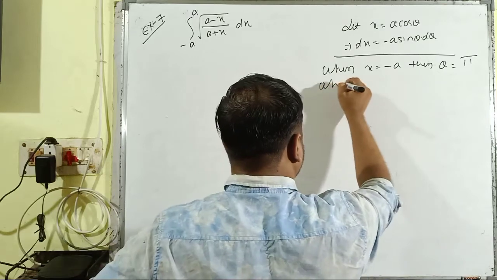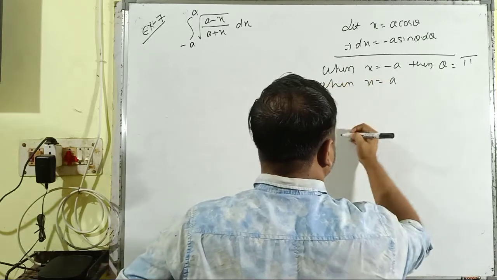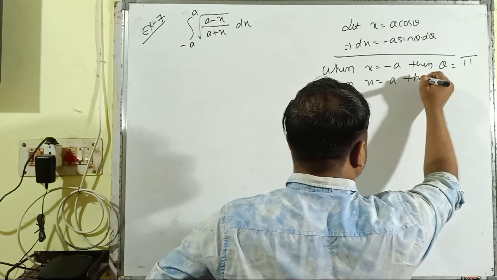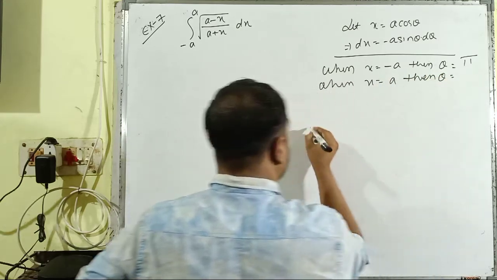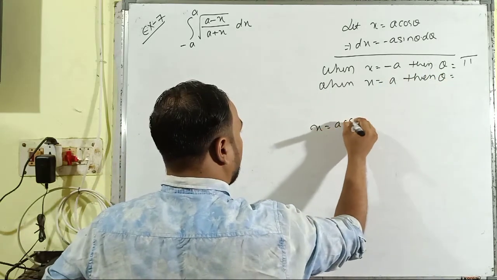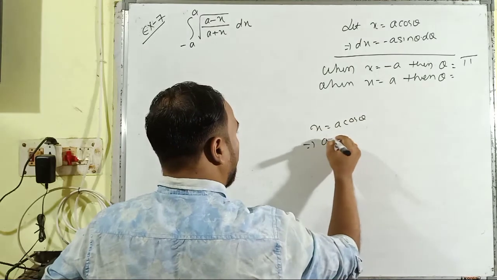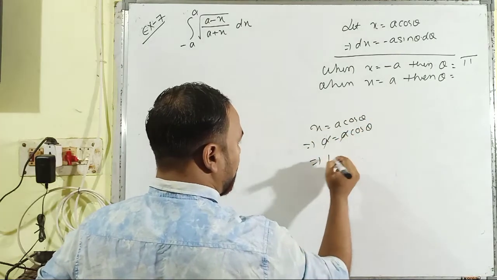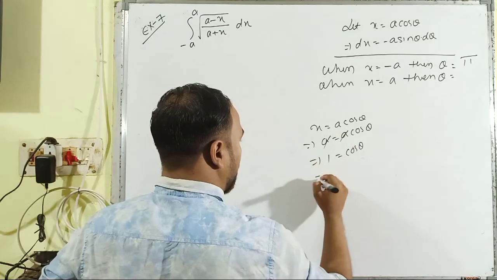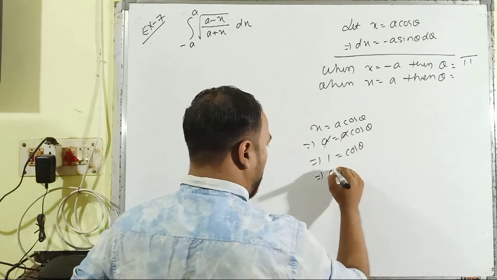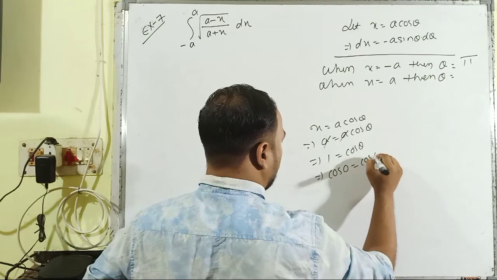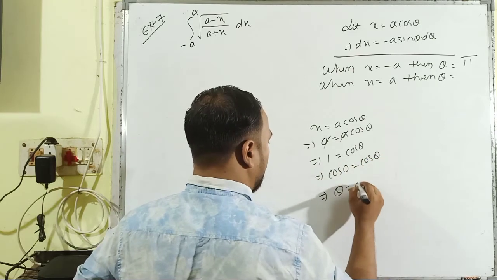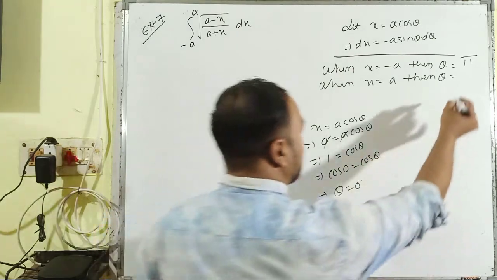Similarly, when x is equal to a, again x is equal to a cos theta, a is equal to a cos theta, cancelling both, here 1 is equal to cos theta, and we know that cos 0 is equal to cos theta, that means theta is equal to 0 degree here, so it is 0.